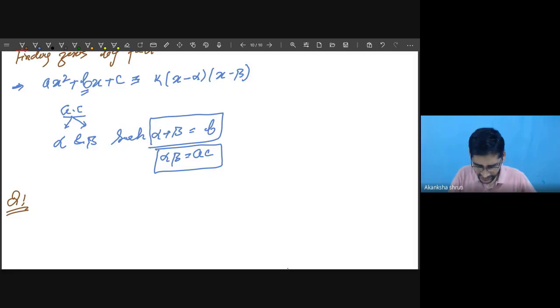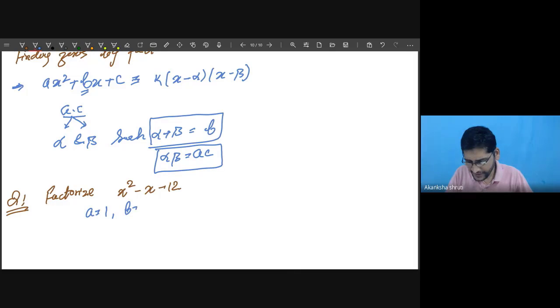So students, you have to factorize, say, x square minus x minus 12. Let us take this one. What is ABC here? A, the coefficient of x square, is 1. B, the coefficient of x, is minus 1. C is our minus 12.